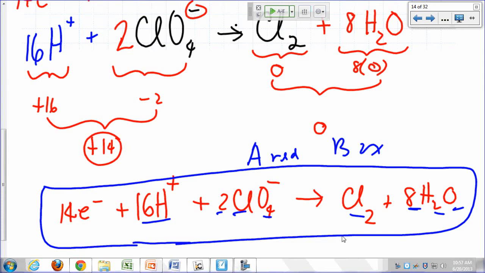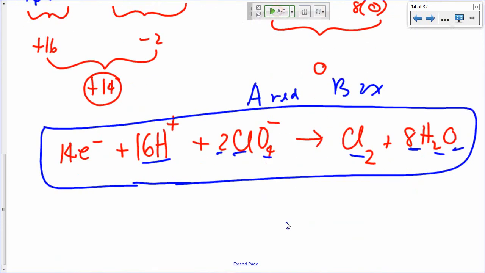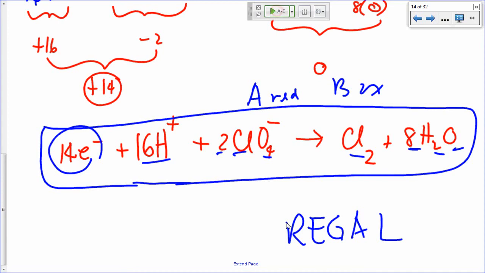Oh, here's another memory aid I've developed for this. Reduction, remember, is electrons gained, right? It appears on the left. Electrons appear on the left. Regal. I like making stuff up like that so I can remember things on a test. Okay, so it's reduction. Okay, so electrons gained.